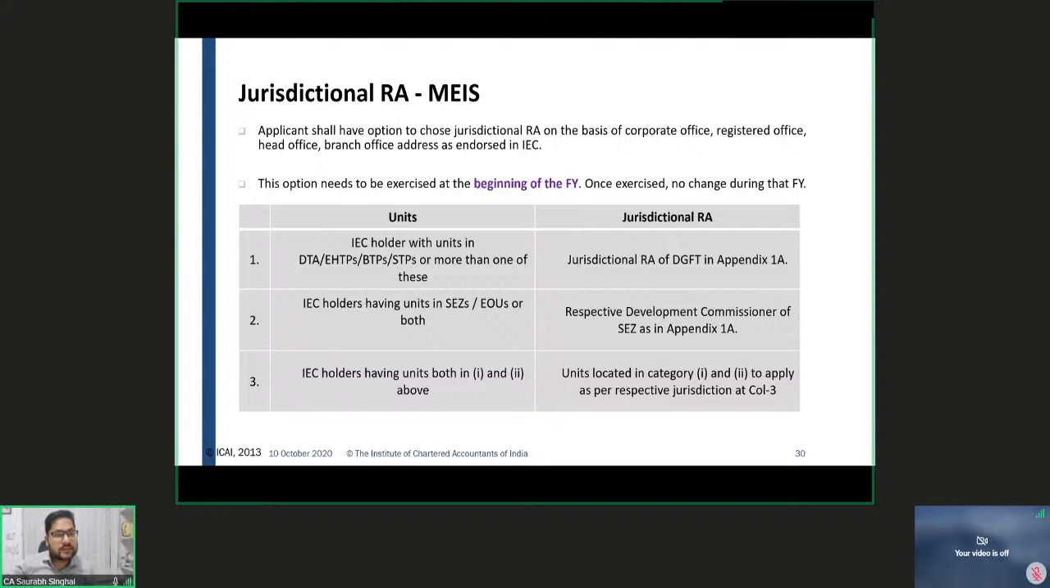So if DTA plus ESTP, BTP, STP, then only the normal RA, DGFT department. If all units are in SEZ or EOU, then the Development Commissioner based on my office. Suppose EOU and SEZ plus DTA unit, then for the DTA and ESTP, STP, BTP units, normal RA, DGFT department. For EOU and SEZ, you have to go to the Development Commissioner.